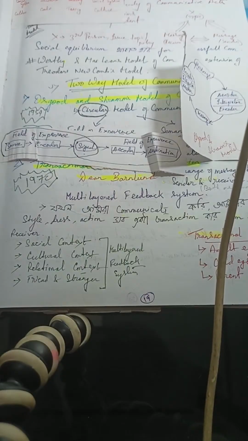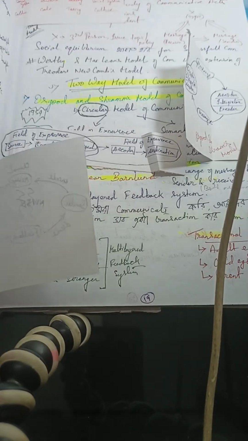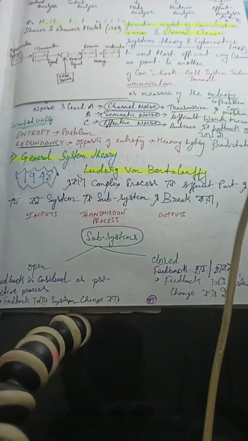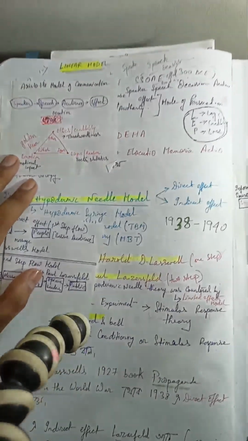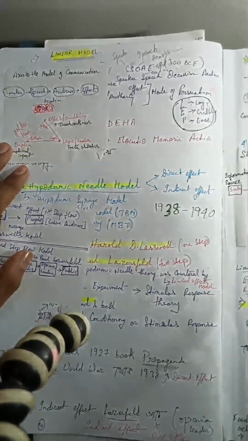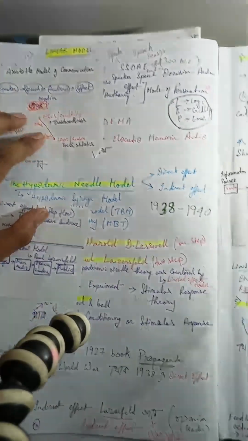So by now we know the meaning of communication models, the linear versus two-way models, and the real life connections. As we have discussed the one-way model and two-way model, now we will have a brief description of each and every model. First of all, the linear model, the oldest model we can say, is Aristotle's model of communication, where there is a speaker, there is a speech, there is an audience, and there is effect.